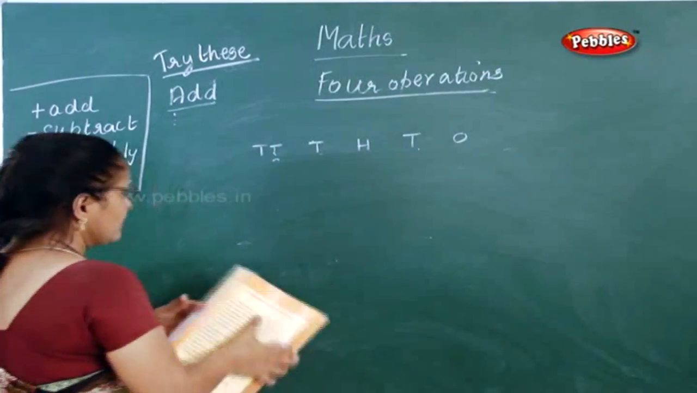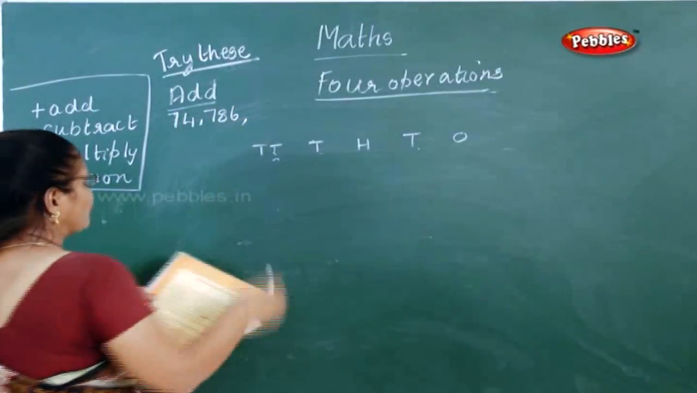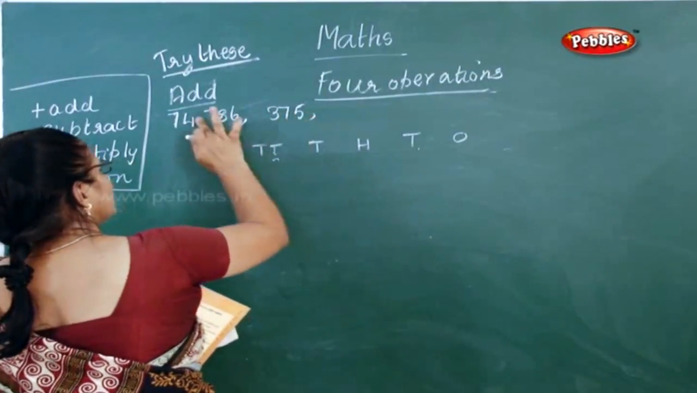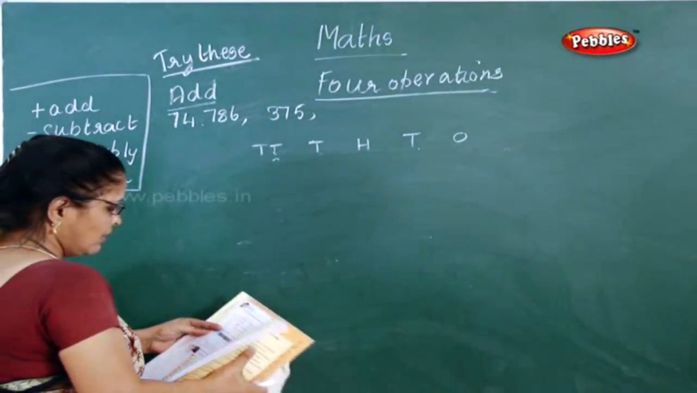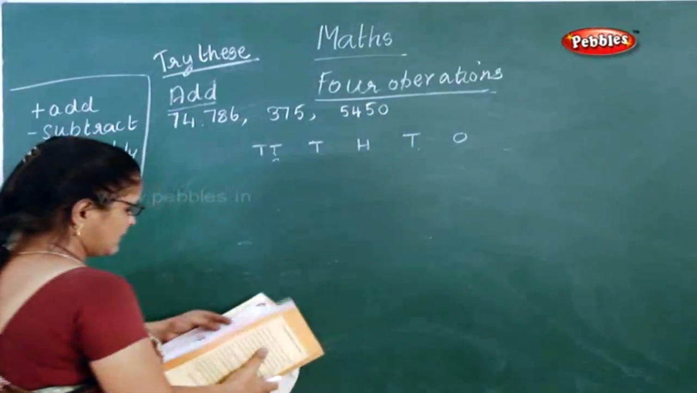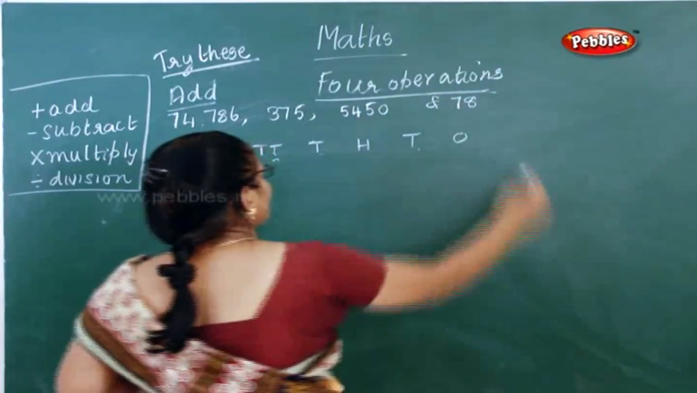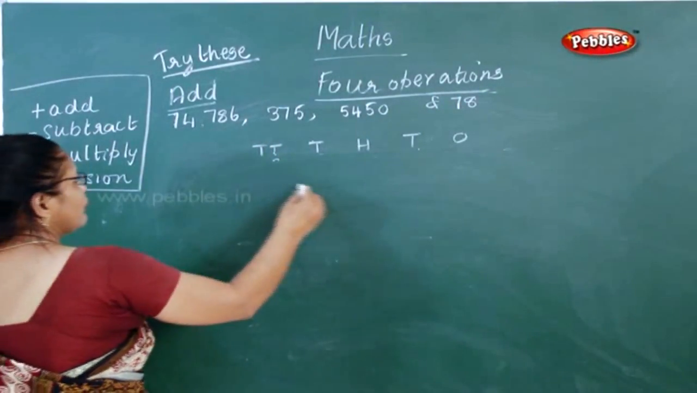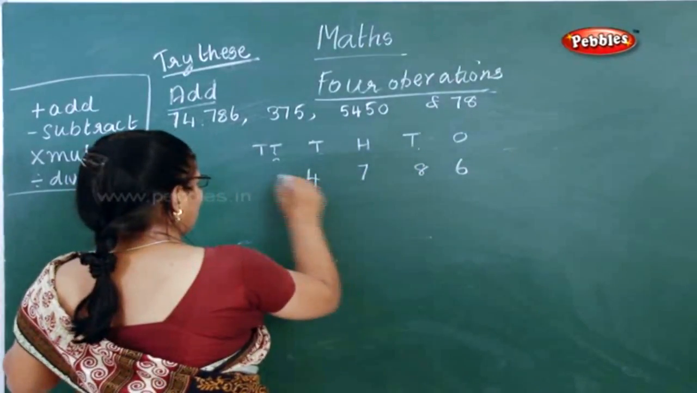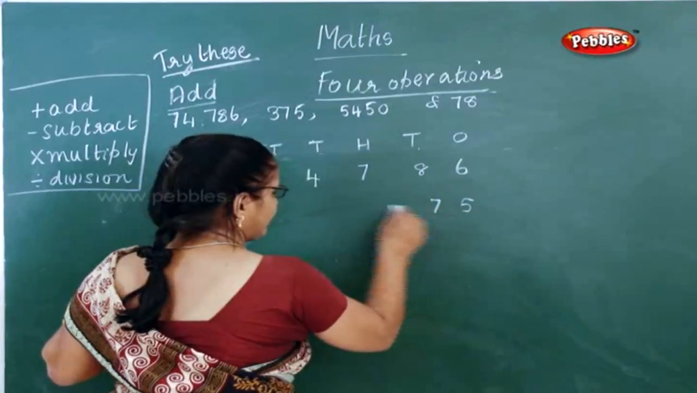See one more sum. 74,786, 375, 5450 and 78. Now start with this. 74,786: 6, 8, 7, 4 and 7. Next 375: 5, 3, 7, 3.